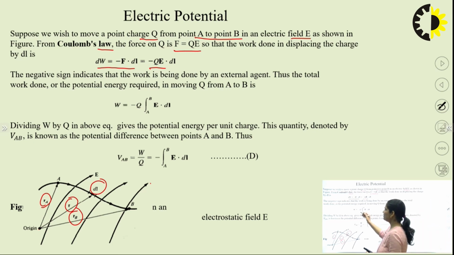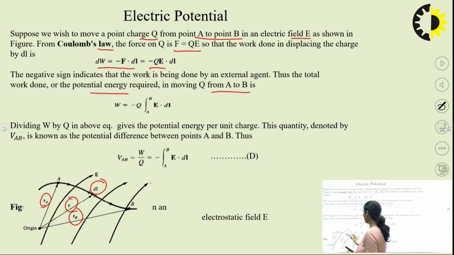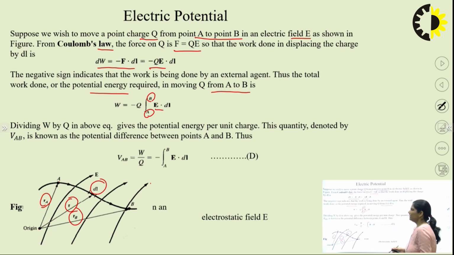Now the total work done, or you can say the potential energy, while moving from A to B, W is equal to what? W is equal to minus Q, and you have to integrate with respect to A to B. Your integration lower limit is A, higher limit is B, and you integrate the electric field E dot dl. Now dividing W by Q, you will get the potential difference between points A and B. That is W upon Q is equal to minus integration A to B of E dot dl. This is your potential difference between points A and B.